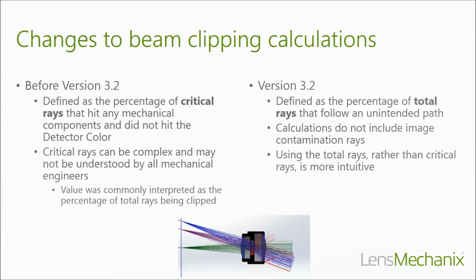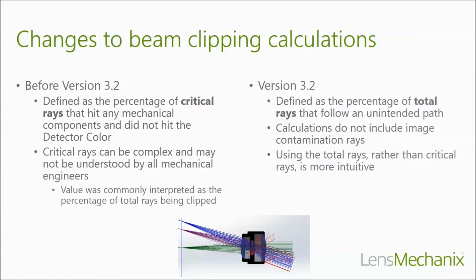So we'll start with the changes in the beam clipping. Before version 3.2, we defined the amount of beam clipping as the percentage of critical rays that hit any mechanical components and did not hit the detector color. So this is pretty much any rays that are hitting a mechanical component, bouncing off away from the image plane. And critical rays can be more complex, and it might be more of an optics term. So to ensure that more of our users understand what this measurement means, we are changing it.